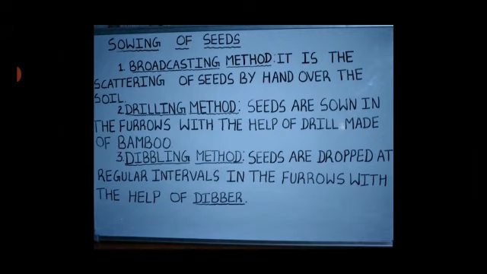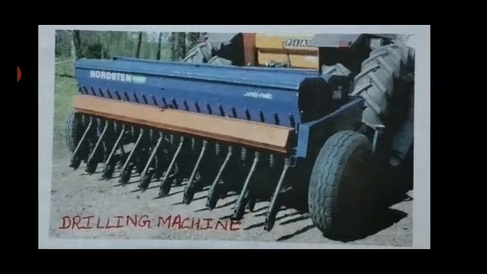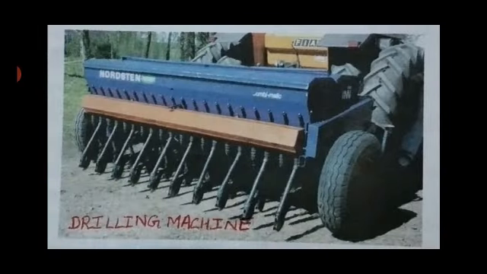Now let's see the third one, dibbling method. Seeds are dropped at regular intervals in the furrows with the help of a dibber or a plow. Now what is a dibber? It is a simple pointed stick that is used to make a hole in the ground to plant a seed. This is also time consuming. Now here you can see the picture of a broadcasting seeder machine, and here a drilling machine.